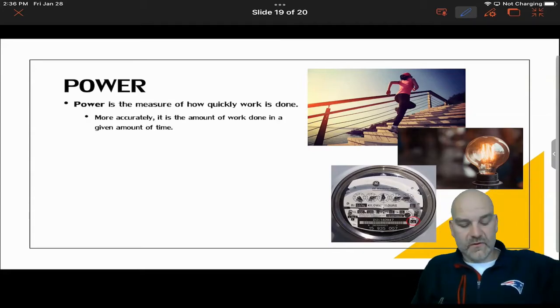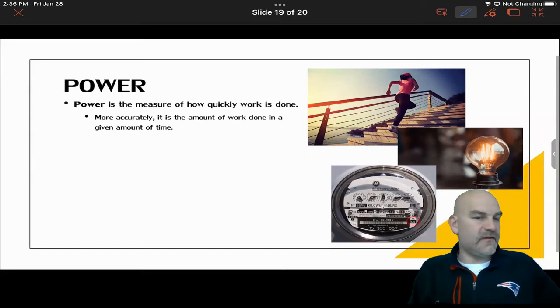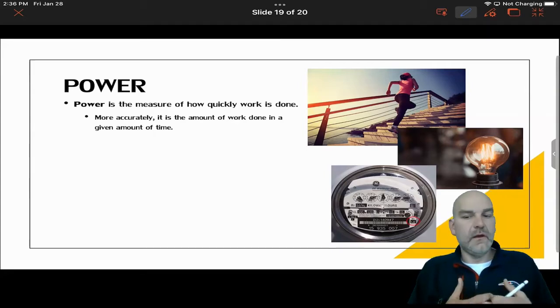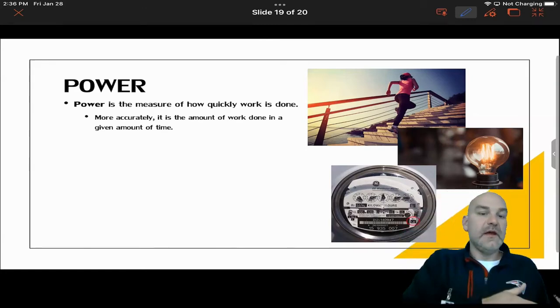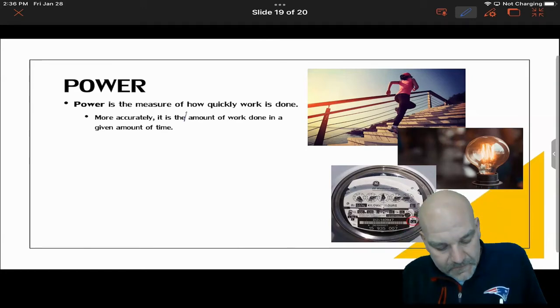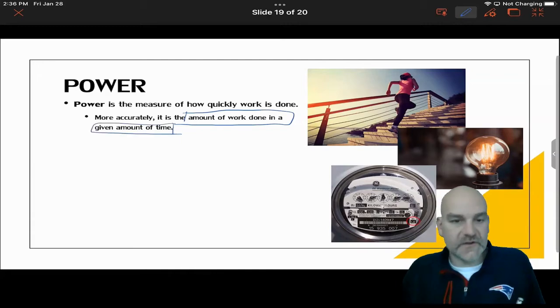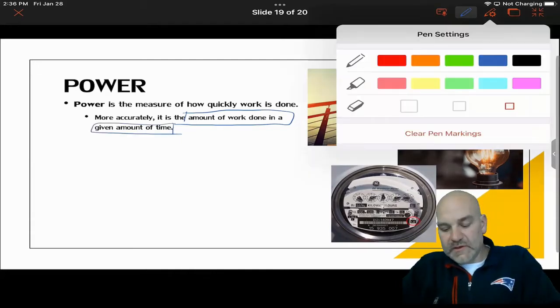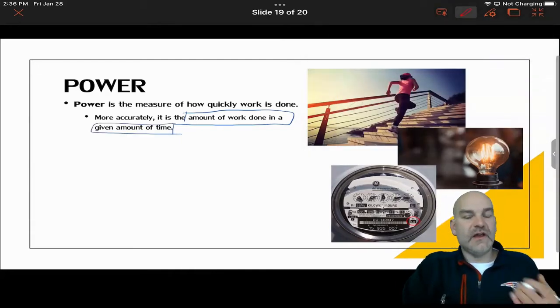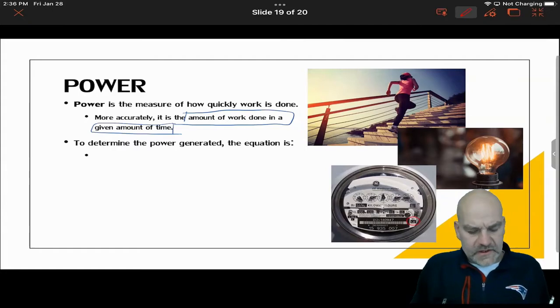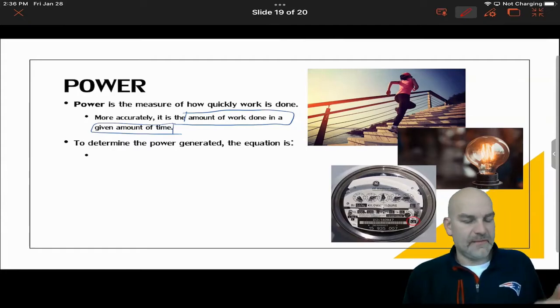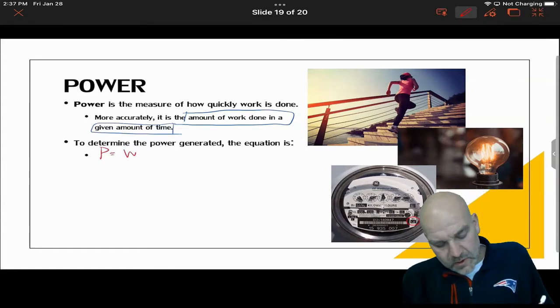So here with power, this is a word that gets thrown around a lot. And the way we like to talk about power is just really the measure of how quickly work is done. More accurately, it's the amount of work done in a given amount of time. So that's the official definition. It's how quickly we get the work done. So you'll see a lot of relationship questions here, like which generates more power, this situation versus that situation, or rank them. And to get power, we simply do work over time.